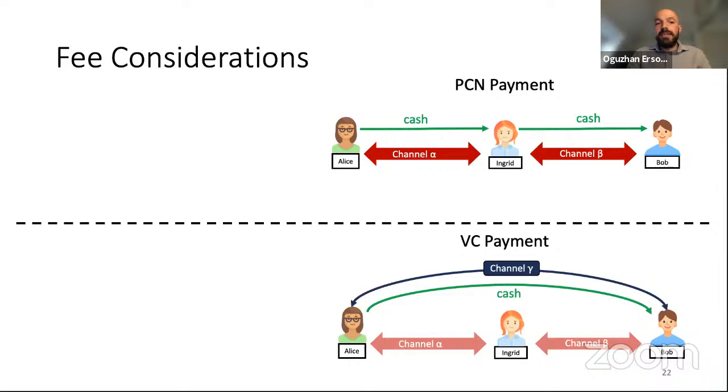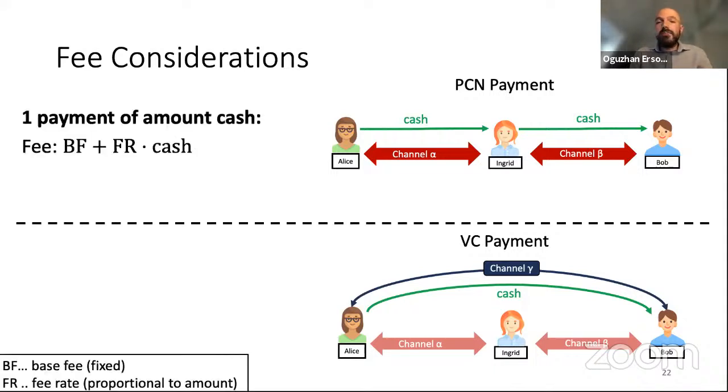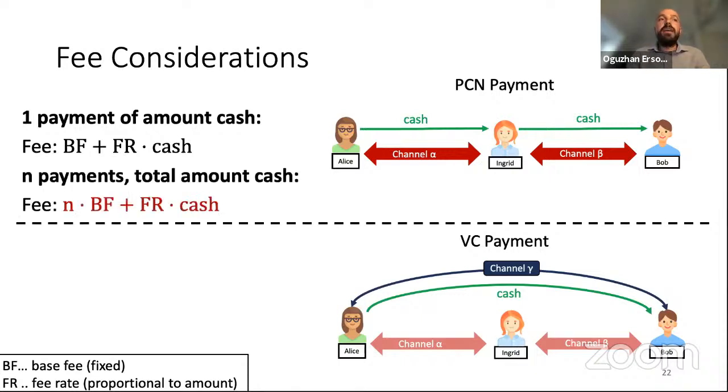And finally, let's look into the fee consideration for our system and the payment channel networks. For the payment channel networks, and specifically for the Lightning, for each payment, the parties pay a fee to the intermediary nodes for their service. And this fee is calculated from the base fee, which is fixed for each transaction, and the fee rate, which is proportional to the amount of coins you are transferring. So if we assume that there are n payments from Alice to Bob with the total amount of cash, then the total fee they will pay will be n times base fee plus the fee rate times the cash.